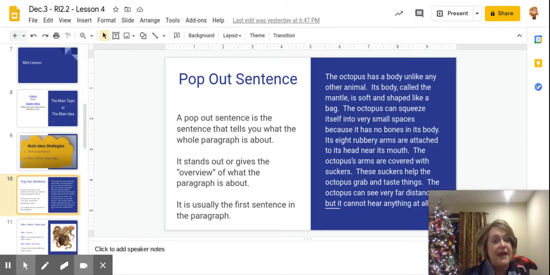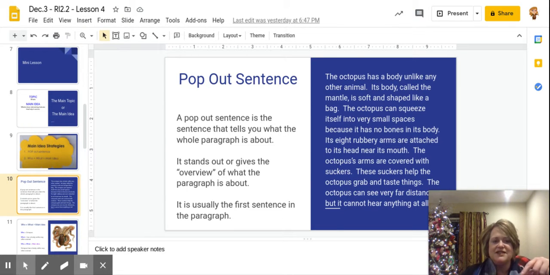Its body is called the mantle, it is soft and shaped like a bag. The octopus can squeeze itself into very small spaces because it doesn't have any bones in its body. Its 8 rubbery arms are attached to its head near its mouth. The octopus's arms are covered with suckers, and these suckers help the octopus to grab and taste things. The octopus can see very far distances, but it cannot hear anything at all. So it cannot hear anything, but it can see.